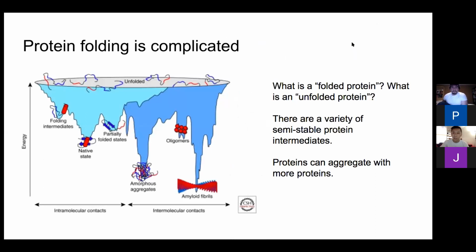First, I want to address the complexity of protein folding, because a lot of the time we think you just go from a chaotic polypeptide to a single well-defined native form.